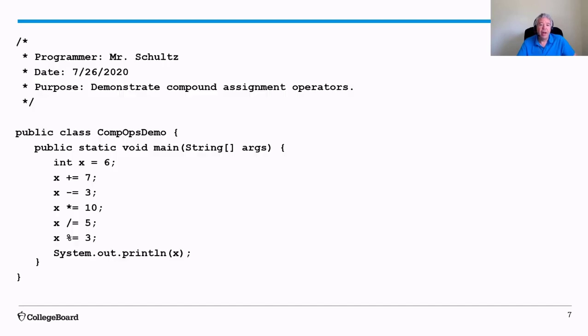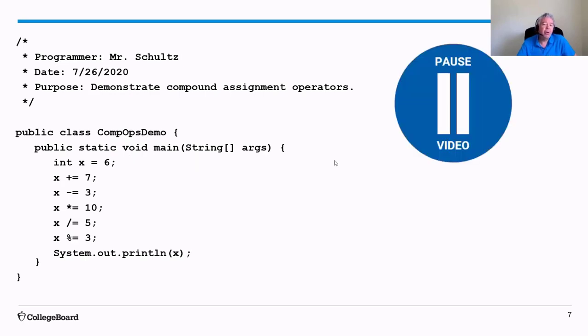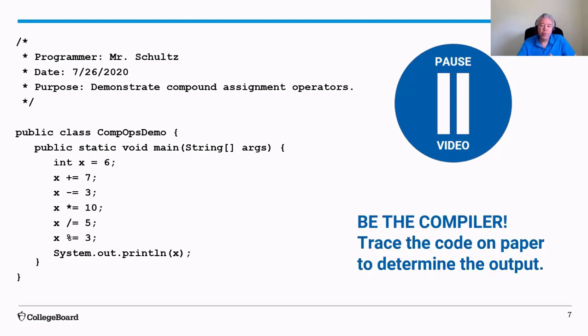Now I've got a little segment of code here. I've got a little program that I wrote where we're going to demonstrate our compound operators, and I'm going to ask you to pause the video here in just a second, and when I do, I want you to be the compiler. We're going to do a little exercise where you're going to trace code. So when you become the compiler, you are going to trace code on paper to determine the output.